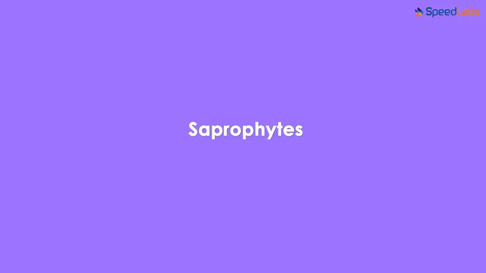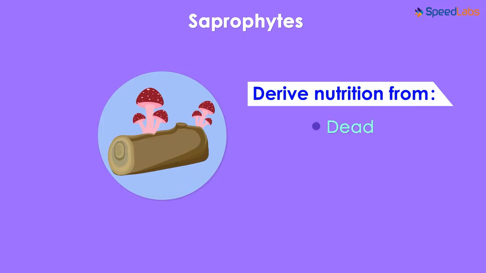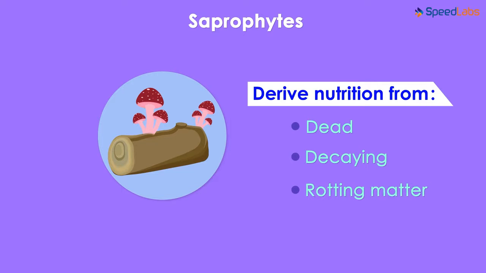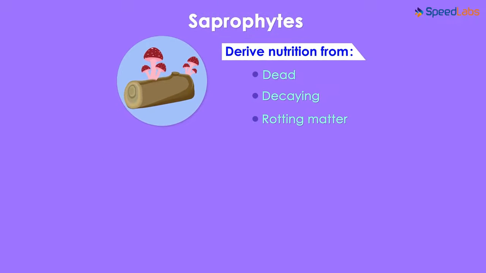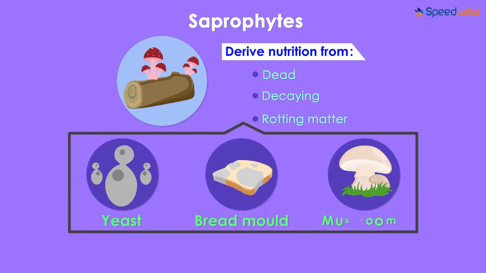Their name is made up of two parts, sapros meaning rotten material and phyte or phyton meaning plant. So are they rotten plants by any chance? Of course not. These are non-green organisms, for example, fungi. And they derive nutrition from the dead, decaying and rotting matter. That is why they are named saprophytes. So almost all fungi including yeast, moldy bread and mushrooms are included in this category.